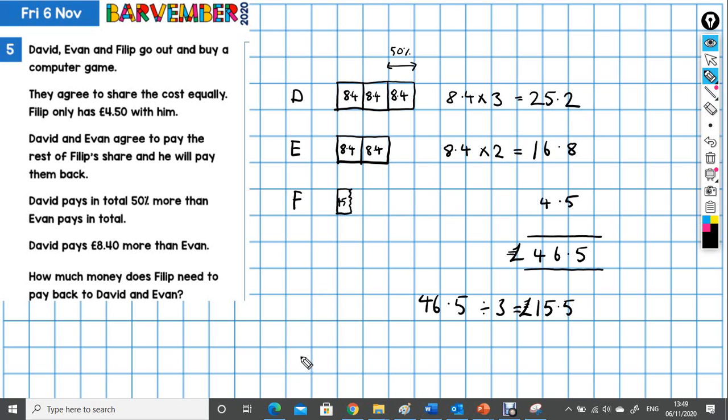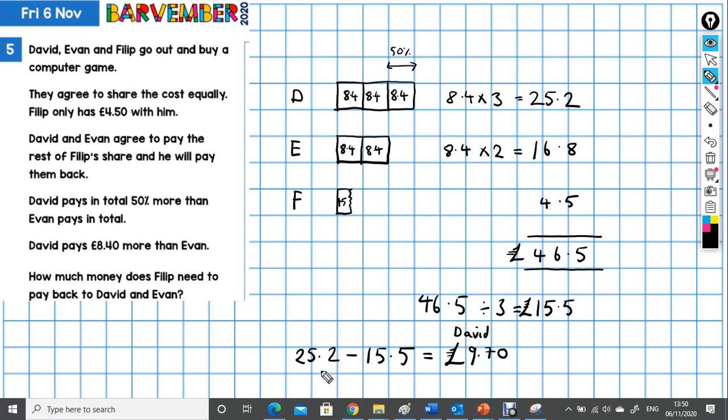So we need to find the difference between this amount, 25.2, and the 15.5 that he should pay. We need to subtract the 15.5, and that gives us £9.70. That's what he needs to pay David.